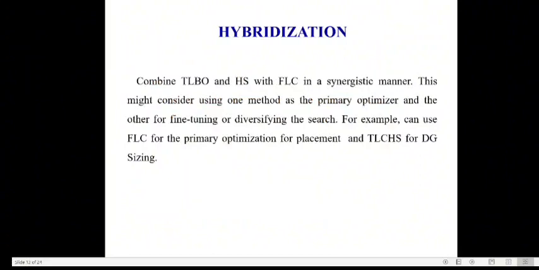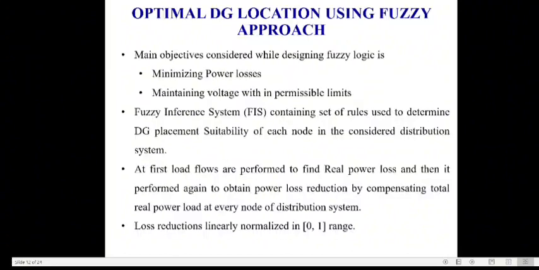Hybridization. Combine TLBO and HS with FLC in a synergistic manner. These might consider using one method as the primary optimizer and the other for fine-tuning or diversifying the search. For example, one can use FLC for the primary optimization for placement and TLBO-HS for DG sizing.